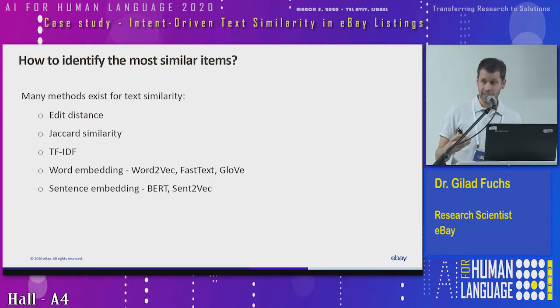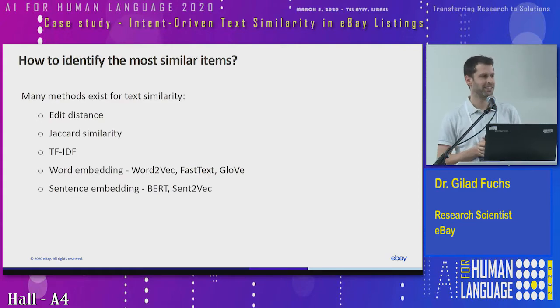So now that we have the title, we wish to find the most similar titles in the eBay catalog and see their ad rates. Again, there are many different types of text similarity approaches, while the simplest ones are edit distance, Jaccard similarity, and TF-IDF. The more advanced ones include word embeddings, like word2vec and fastText, and the most recent approaches include sentence embeddings directly, like BERT and sent2vec.